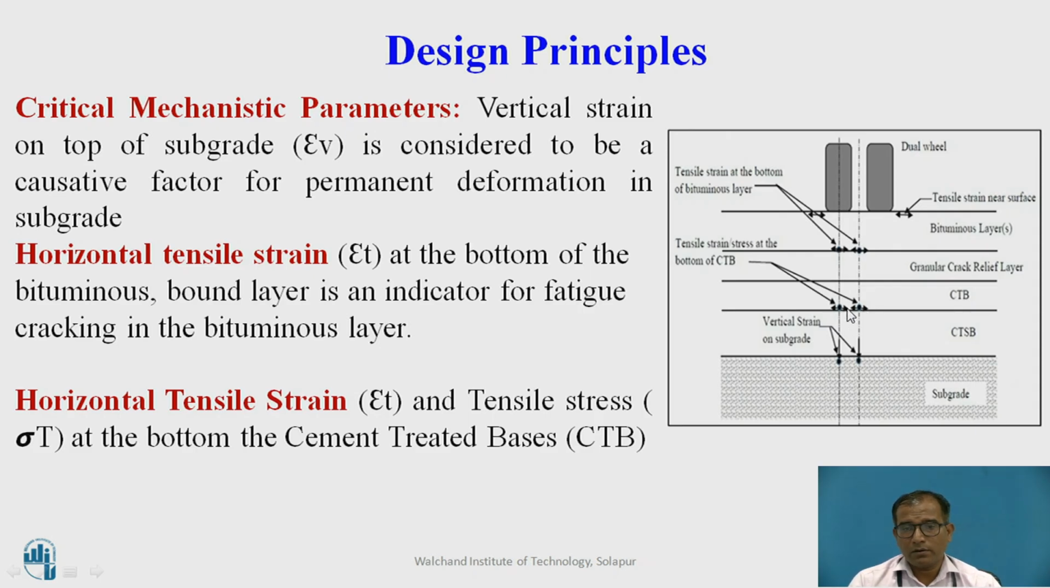The failure point is called the critical point. Next, the tensile strain at the bottom of the bituminous layer, that is the bottom of the DBM layer, is considered as the fatigue strain, and the strain at the top of the subgrade is called the rutting strain. If you are going for a CTSB, additional strain needs to be calculated at the top of the CTSB also. So these are the critical locations for the design of the pavement, that is rutting strain and fatigue strain.